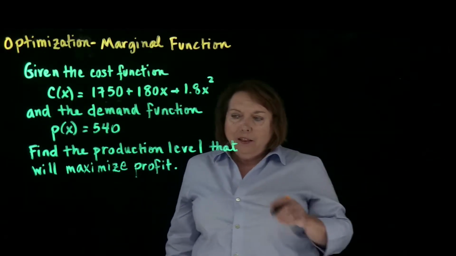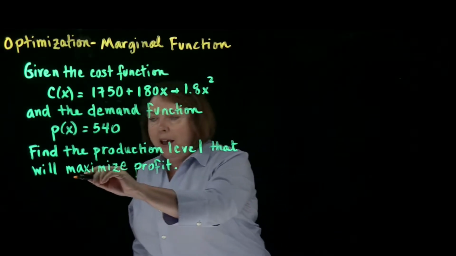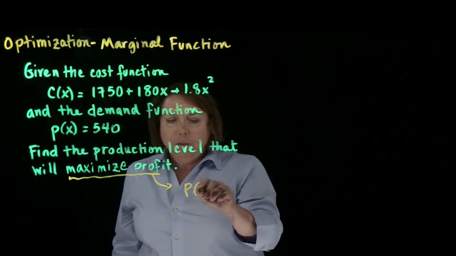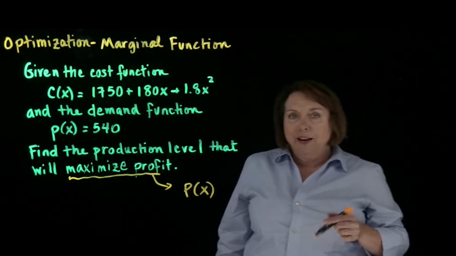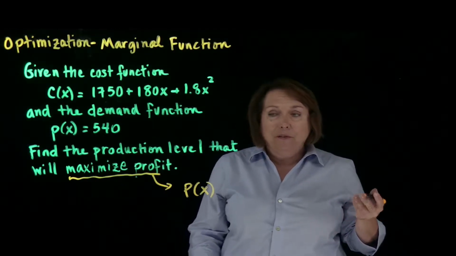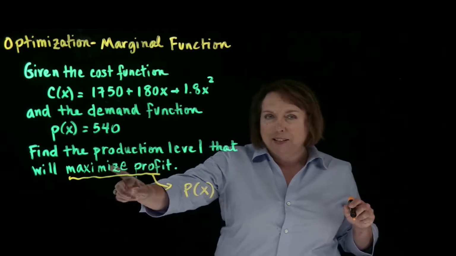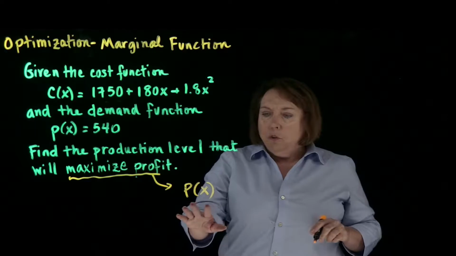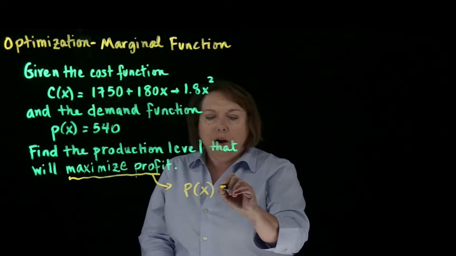We want to find the production level, and we're trying to maximize the profit, which means that we need capital P of x. We need a profit function to actually take the derivative of. Again, remember, when you see maximize or minimize, think derivative. So we can find the profit function.